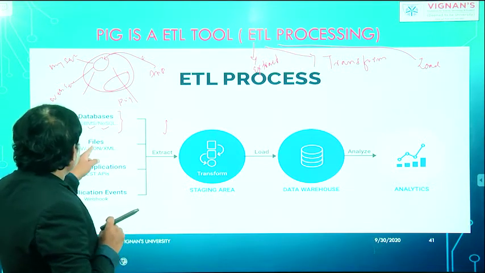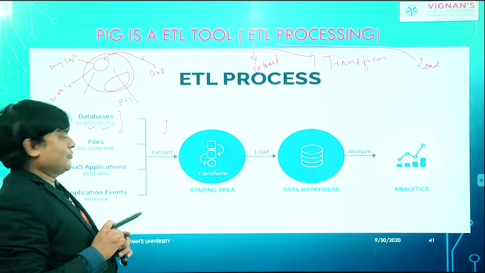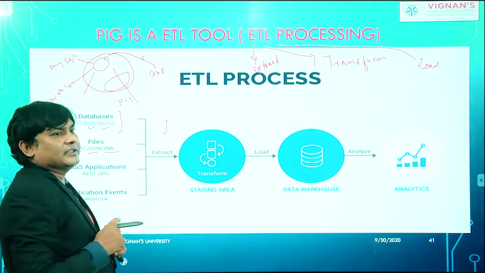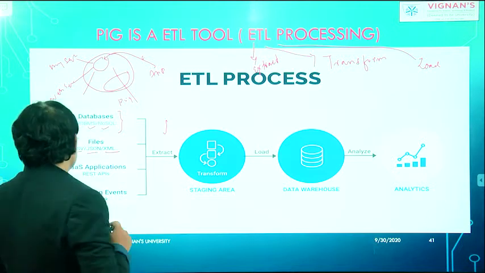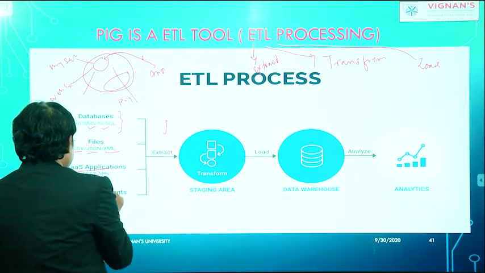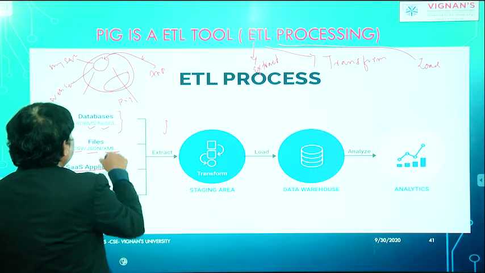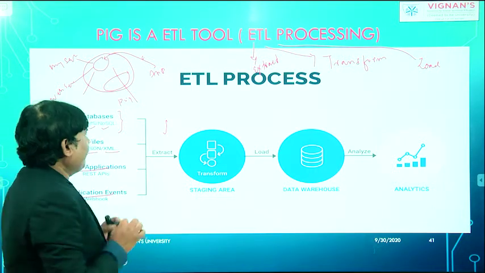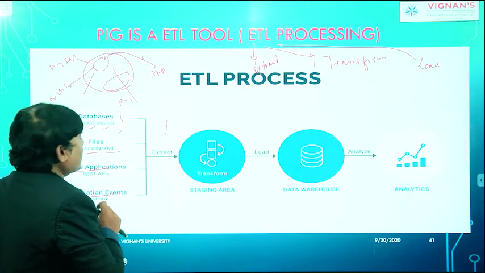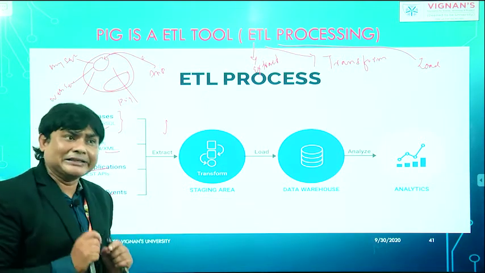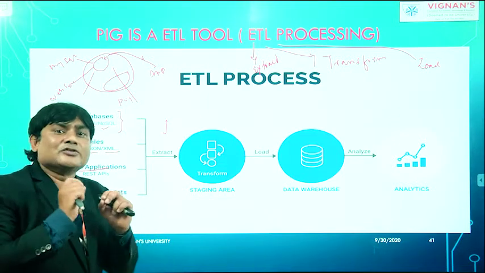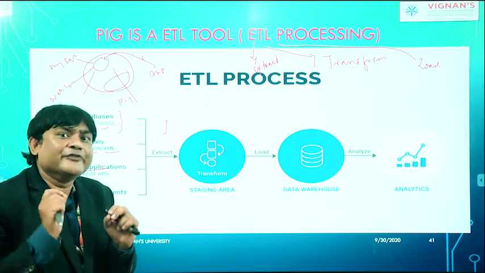We are also taking semi-structured data. We have JSON, we have XML, we have CSV. These are semi-structured data. You are taking data from SaaS applications and other applications, which means you are extracting the data from multiple different sources. The extraction takes place from the different sources.